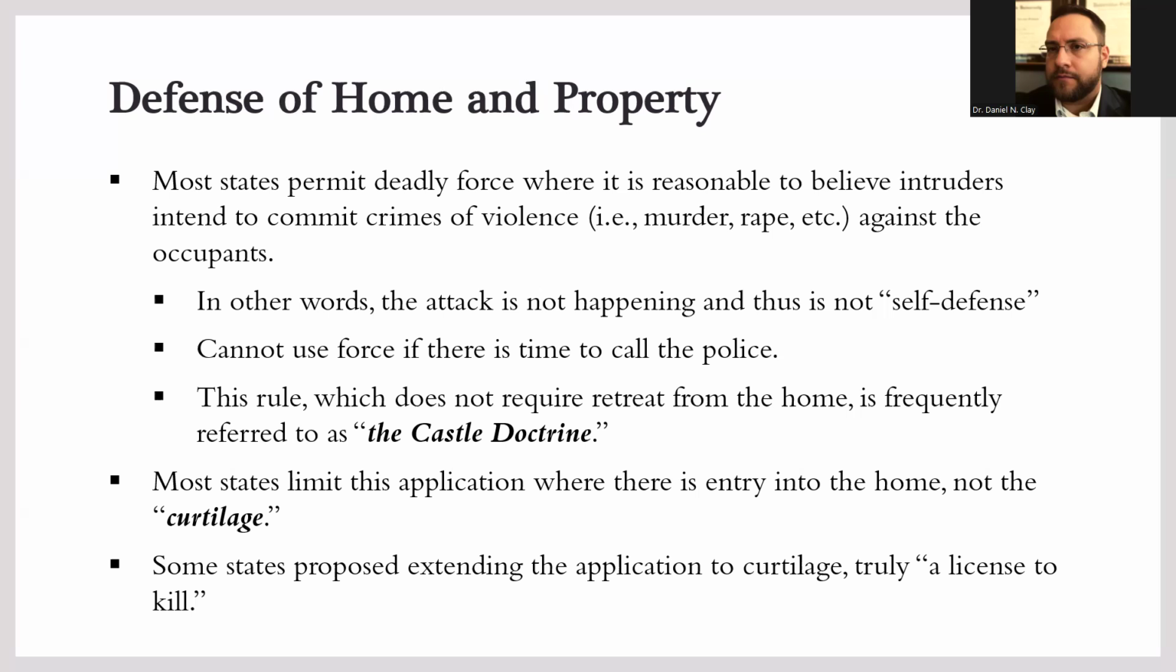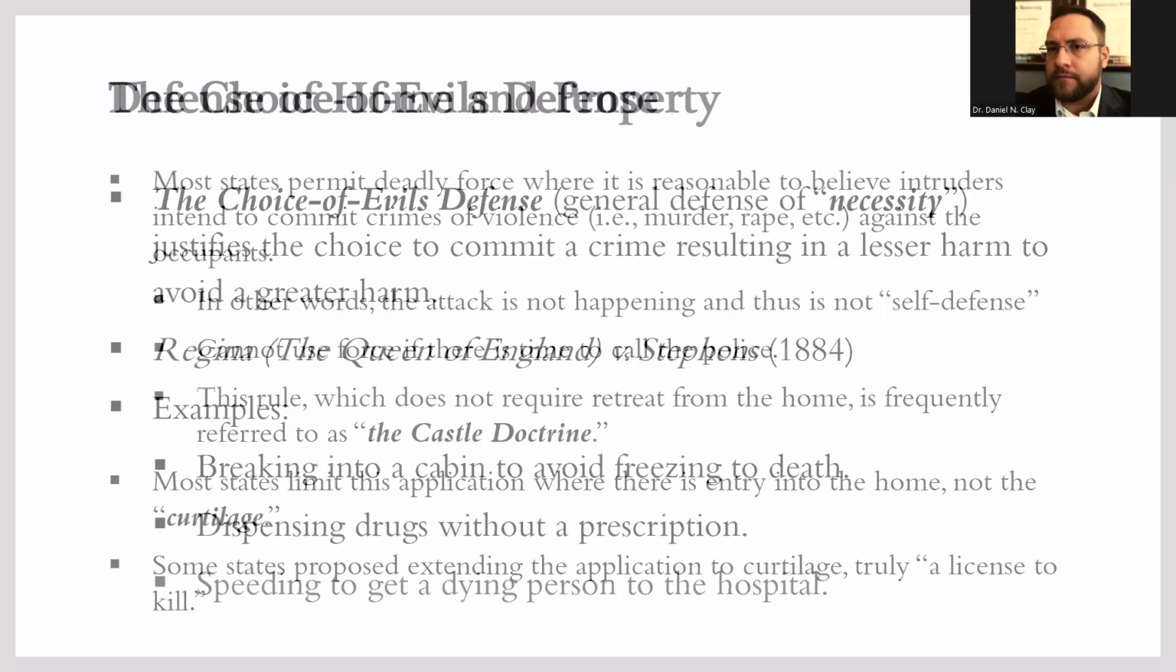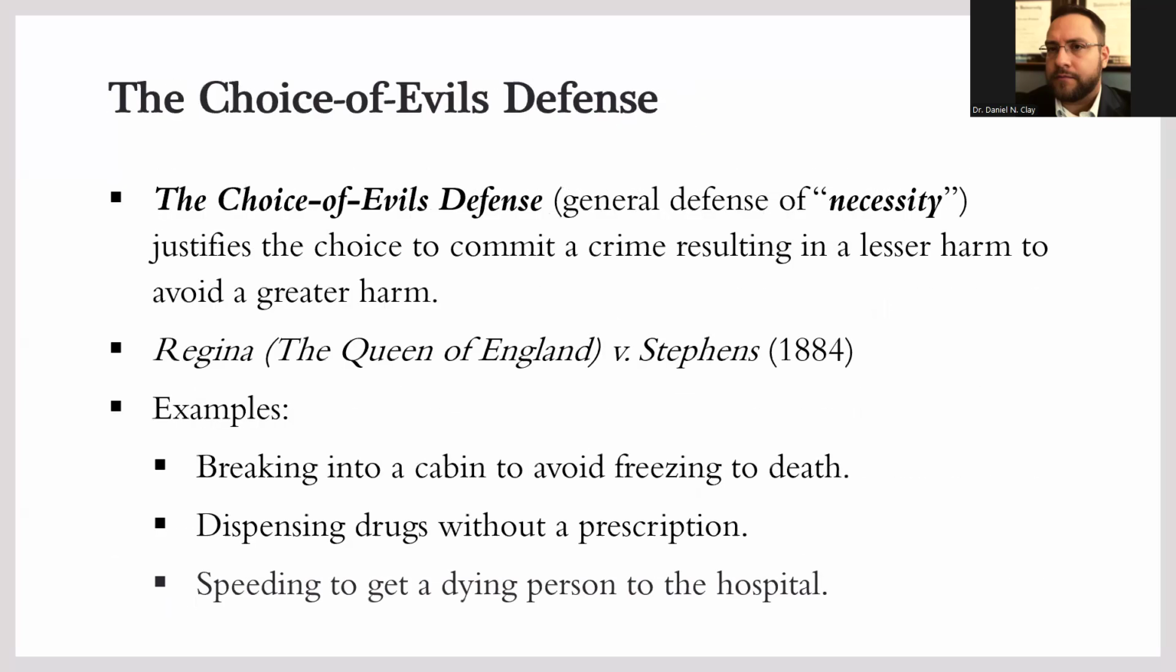Let's switch gears a little bit and talk about the choice of evils defense. So the choice of evils defense is yet another justification defense, where again you're saying, yes, I did it, but under the circumstances, it was the correct thing to do. So it kind of does fall into the general defense of necessity, right? Which basically just justifies a choice to commit a crime because it results in a lesser harm to avoid a greater harm. So what do we mean by this?